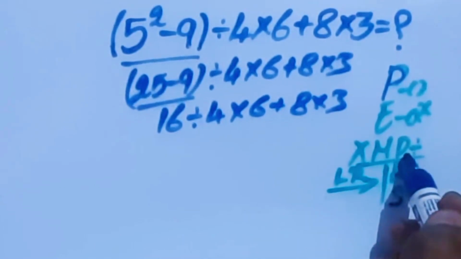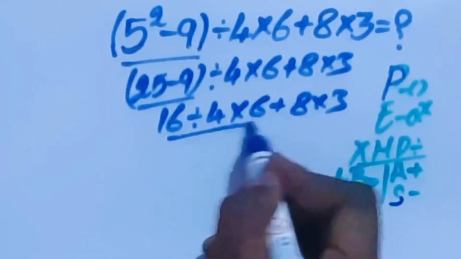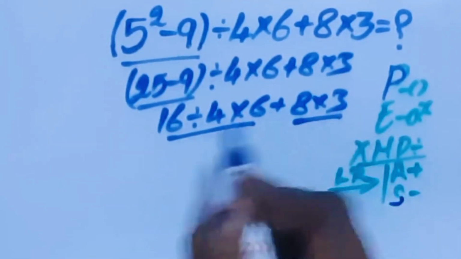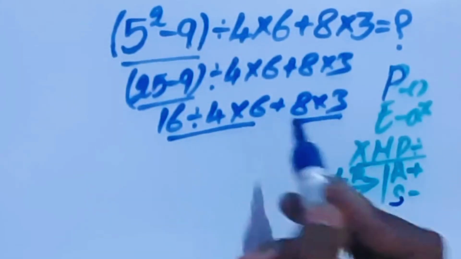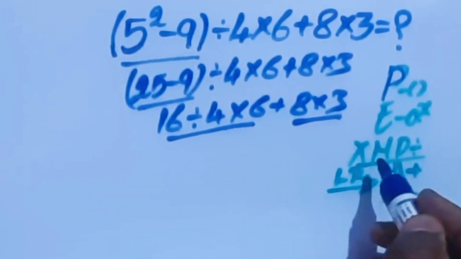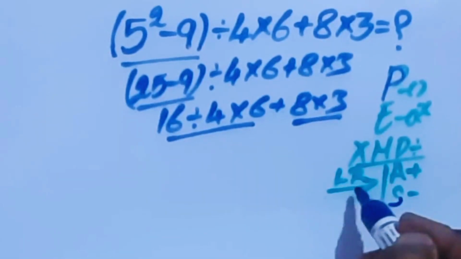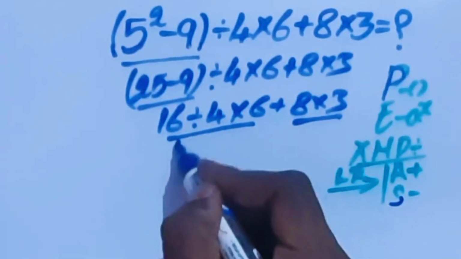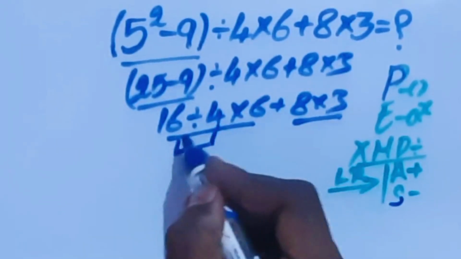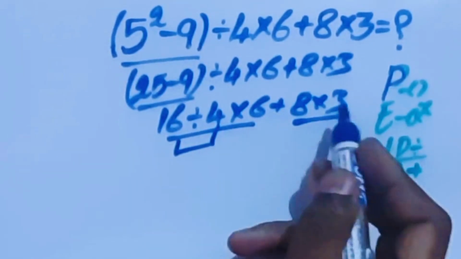The next priority is multiplication and division. Here we have division and multiplication. So we have to do this before this addition. Here multiplication and divisions are equal priority. For this equal priority, we have introduced this left to right. Here left to right is this 16 divided by 4. So we have to do this 16 divided by 4 before any other operation.